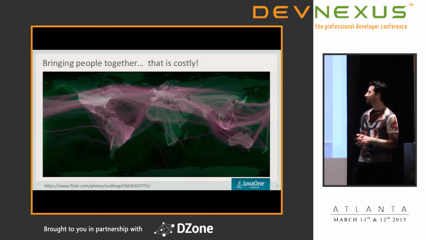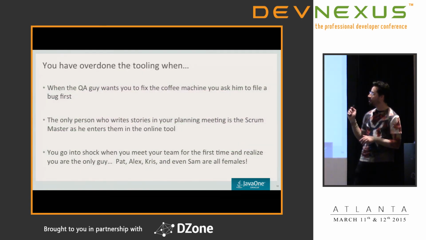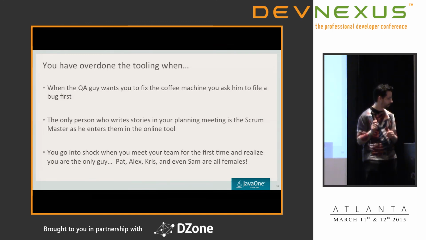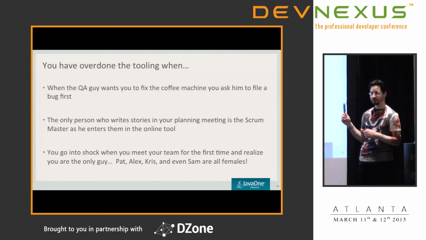All right, so you know you've overdone the tooling when the QA guy wants you to fix the coffee. All right, sorry, I'm losing it. Okay, so before you can fix the coffee machine, he wants you to file a bug first.